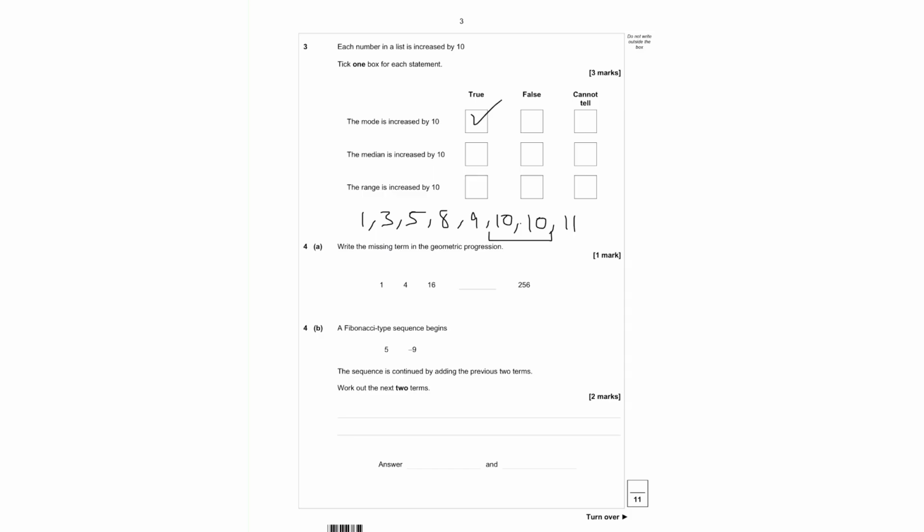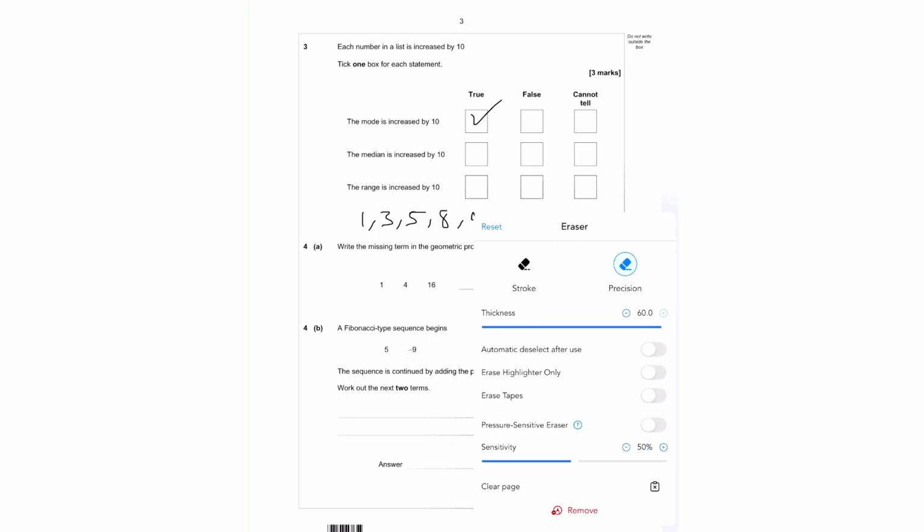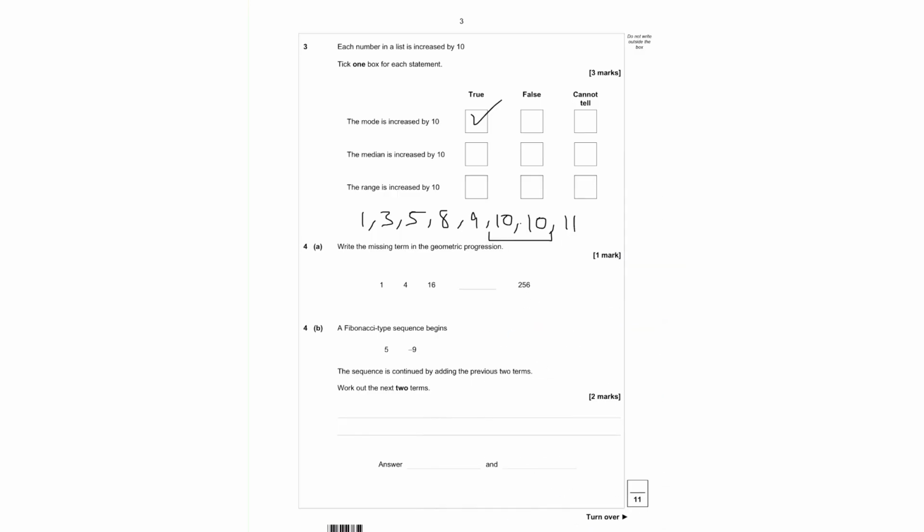Well, that is true. The median is increased by 10. So let me just sort out my eraser first. So let's just get rid of this here.